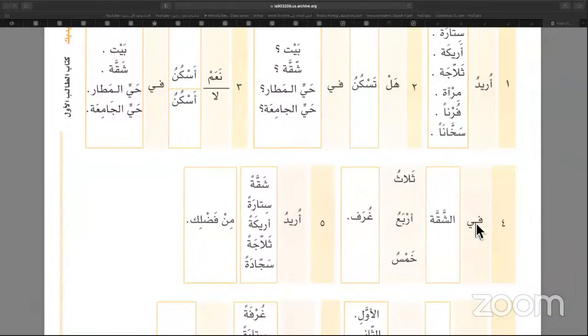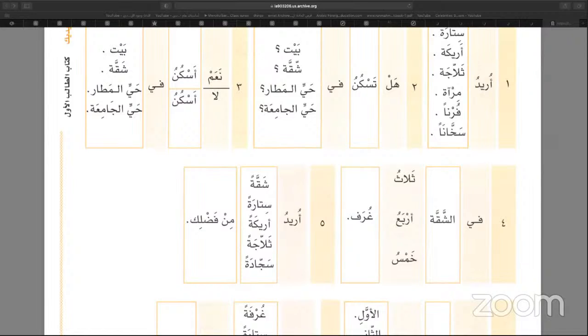Fi, what is the meaning of fi? In الشقة means? Apartment. ثلاث means? 3 floors. غرف means? Floors. No. What does غرفة mean? Room. Good. So ثلاث غرف means? So in the apartment there's 3 rooms. 3 rooms. Yeah. Okay. Read the next one.